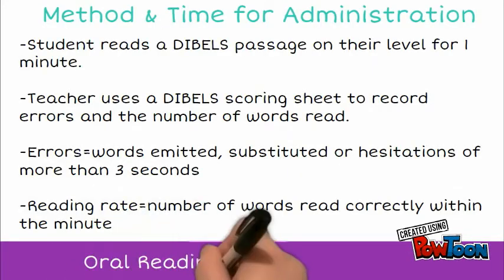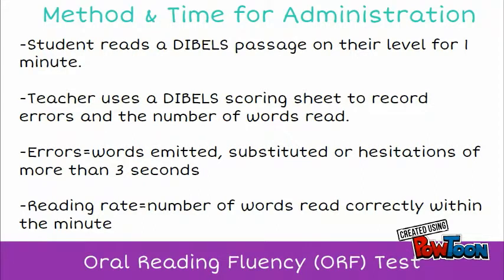Using Dibble's passages and scoring sheet, the student is to read the passage as fluently as possible. Words omitted, substituted, or hesitations of more than 3 seconds are scored as errors. The number of words read correctly within the minute is the reading rate. It is helpful for the reading to be recorded.